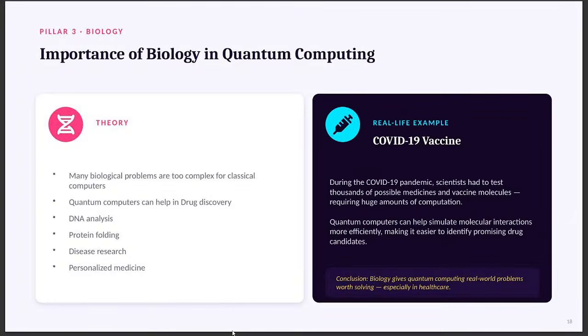Now, can anyone please answer me? Can quantum computing replace doctors?